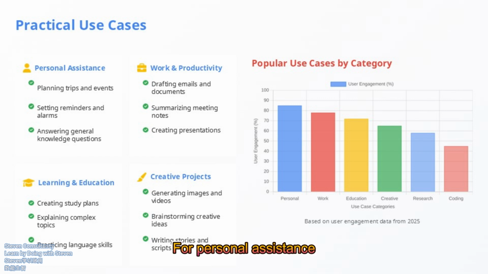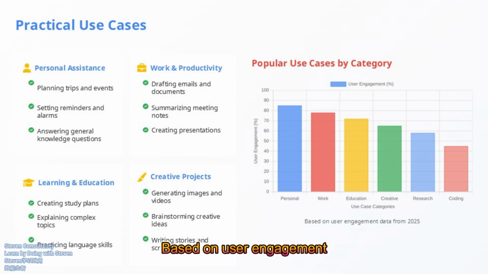For personal assistance, you can use Gemini for planning trips and events, setting reminders, and answering general knowledge questions. For work and productivity, it can help with drafting emails and documents, summarizing meeting notes, and creating presentations. For learning and education, it's useful for creating study plans, explaining complex topics, and practicing language skills. For creative projects, you can use it to generate images and videos, brainstorm ideas, and write stories or scripts.